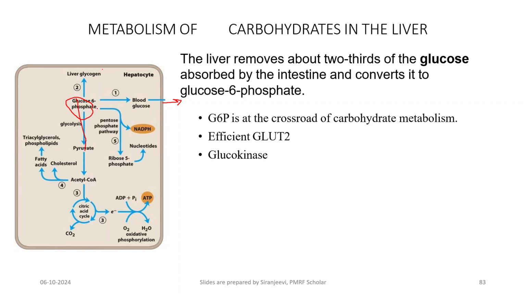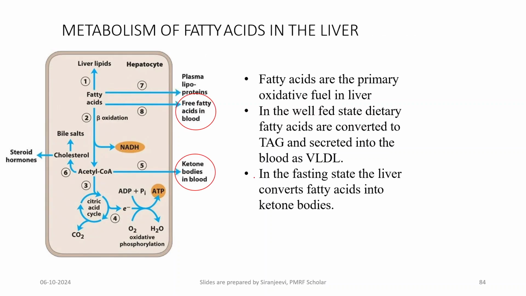The same glucose 6 phosphate will be directed to the pentose phosphate pathway to produce NADPH or for nucleic acid synthesis. It also forms acetyl CoA, and finally it forms cholesterol, fatty acids, and triacylglycerols. Whatever it is, glucose 6 phosphate is really a crossroad for any carbohydrate metabolism, which needs the efficient GLUT transporter called GLUT2, and it basically depends on the glucokinase enzyme in the body.